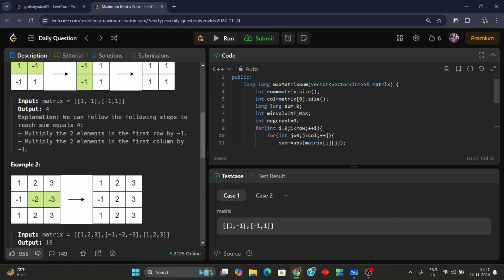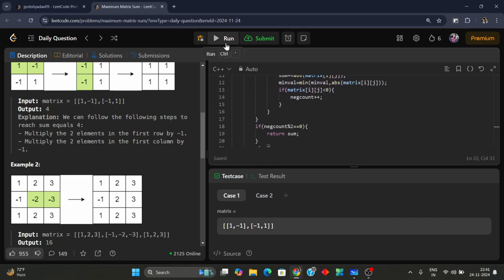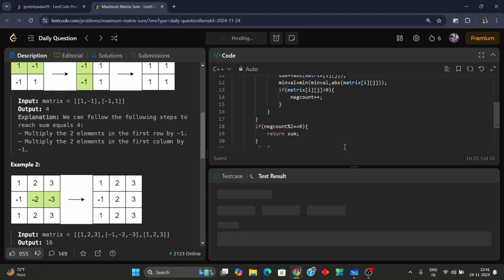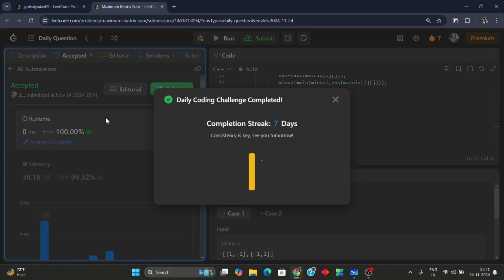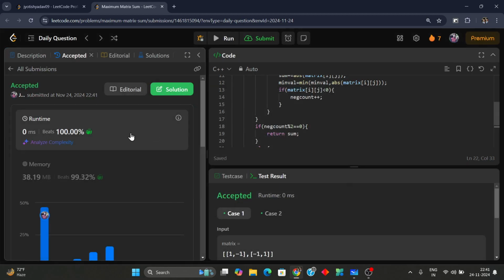Okay, just run it. As you can see, it got accepted and I will submit it. Here you can see it is 100% faster.